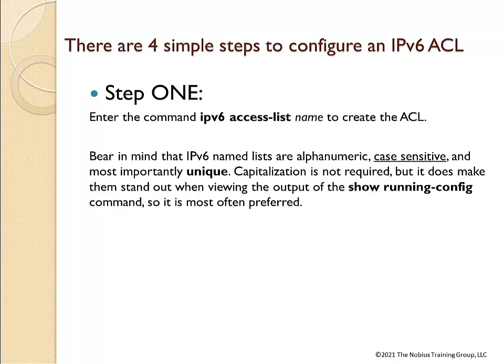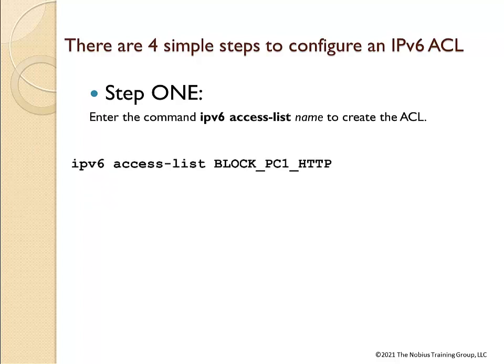They stand out. Since they are case sensitive, you can have two access lists named exactly the same way, but one in uppercase, one in lowercase, or a mixture of the two, and that would make it more confusing. So that's why we try and capitalize the access control list name so it stands out and you can tell that it's unique. Here's an example.